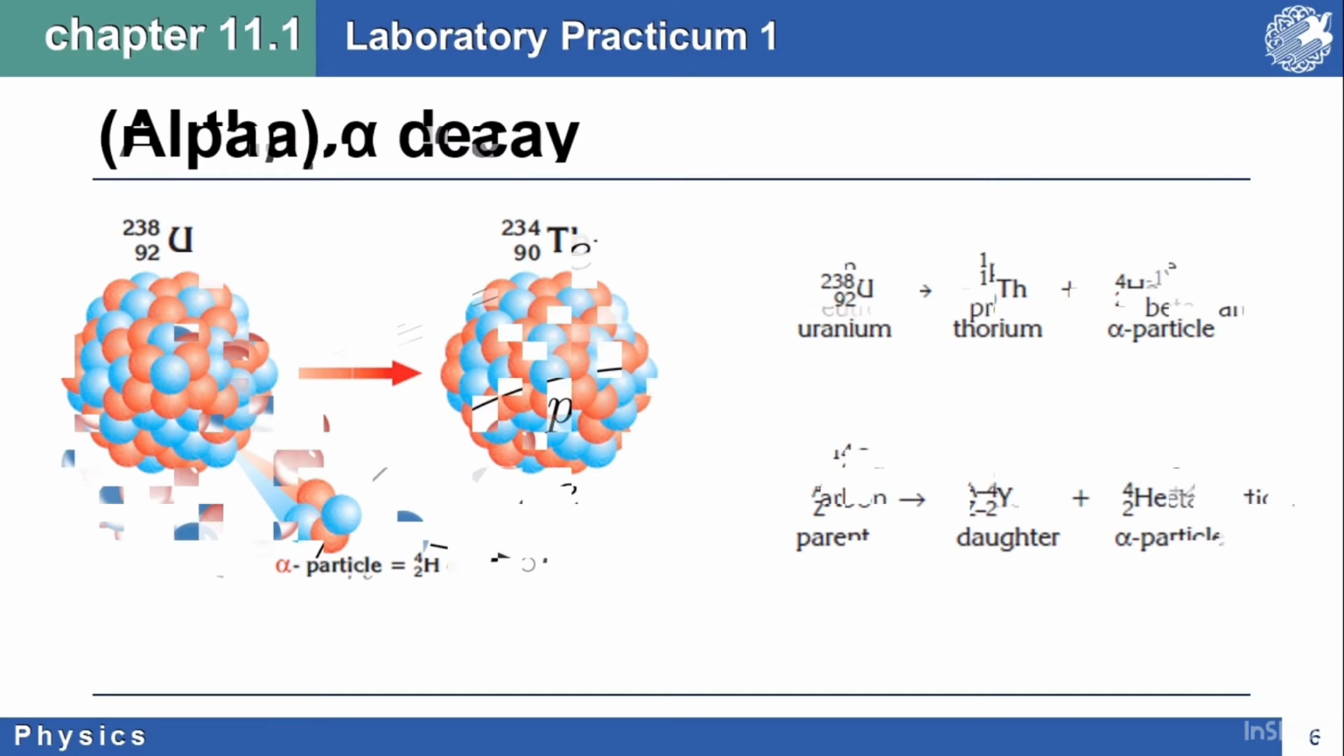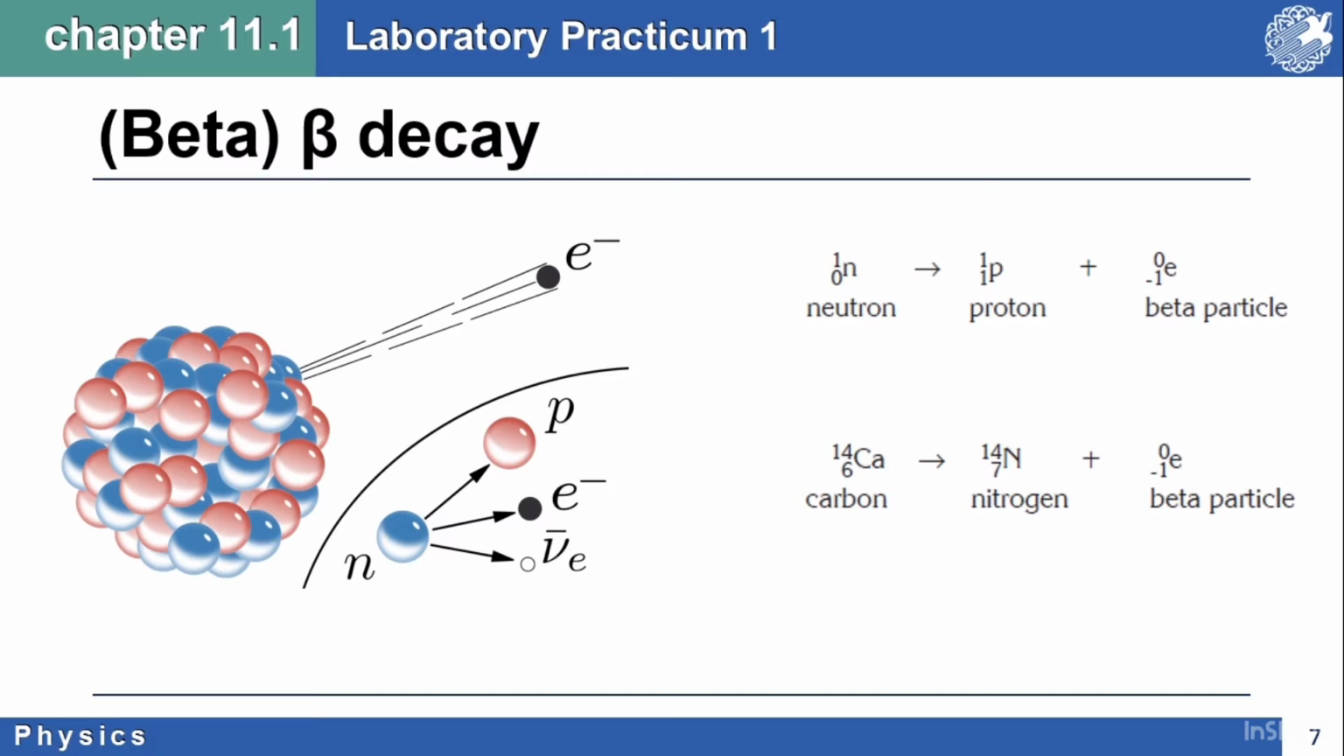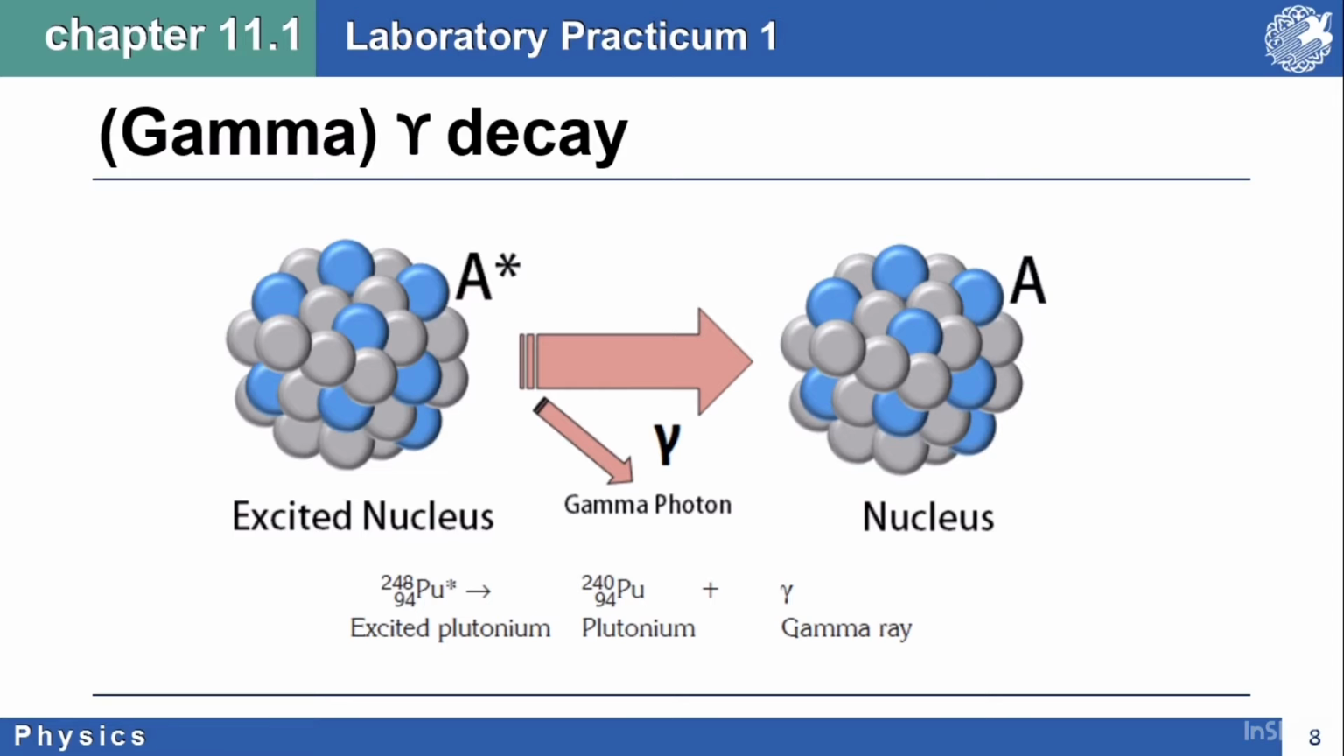Beta decay is the emission of an electron. As you see, carbon decays by beta decay, and its proton number increases by 1 and the neutron number decreases by 1. That's why its mass number doesn't change. Gamma decay is the emission of high energy electromagnetic waves. In gamma decay there is no change in proton number or atomic number. The high energy is released.